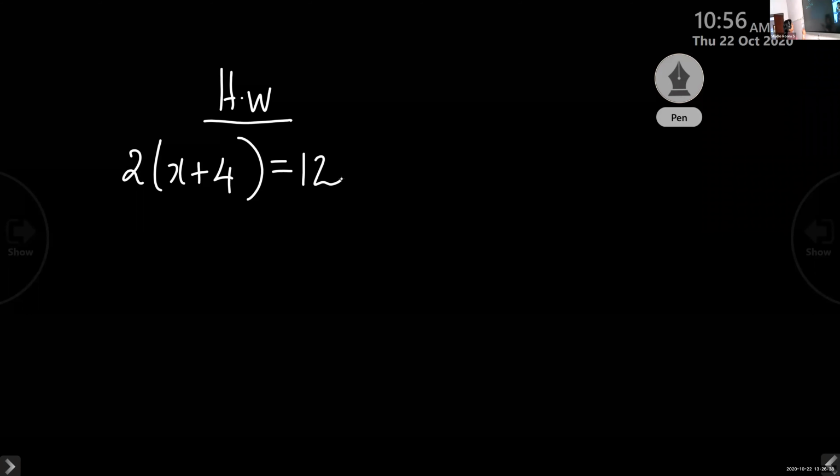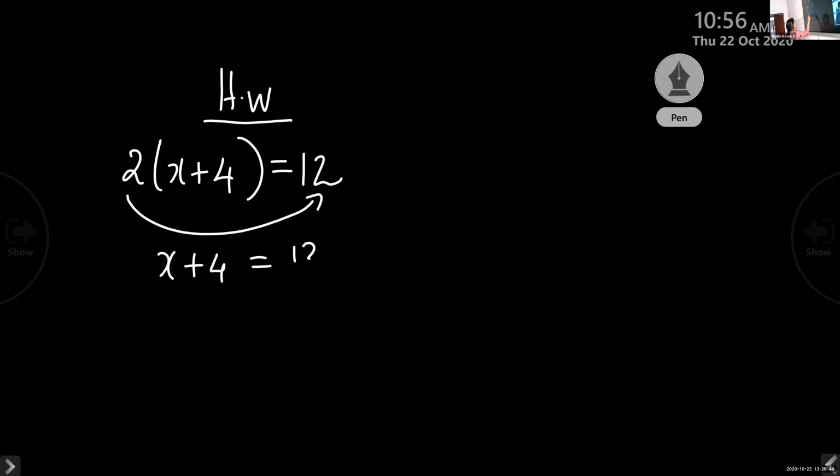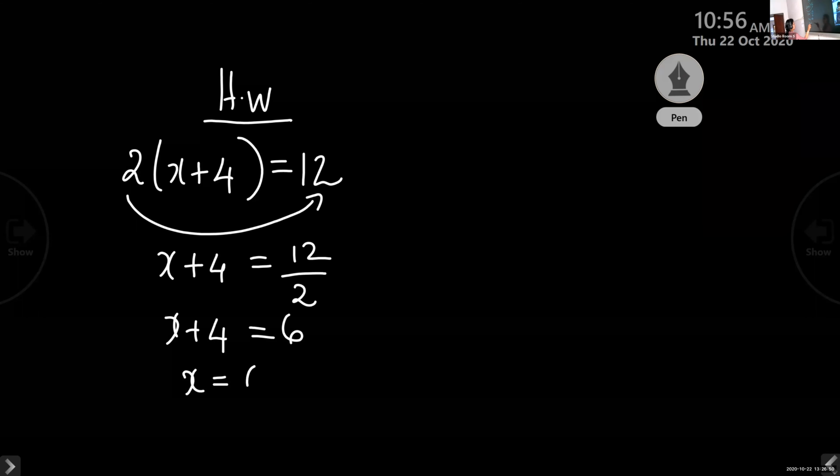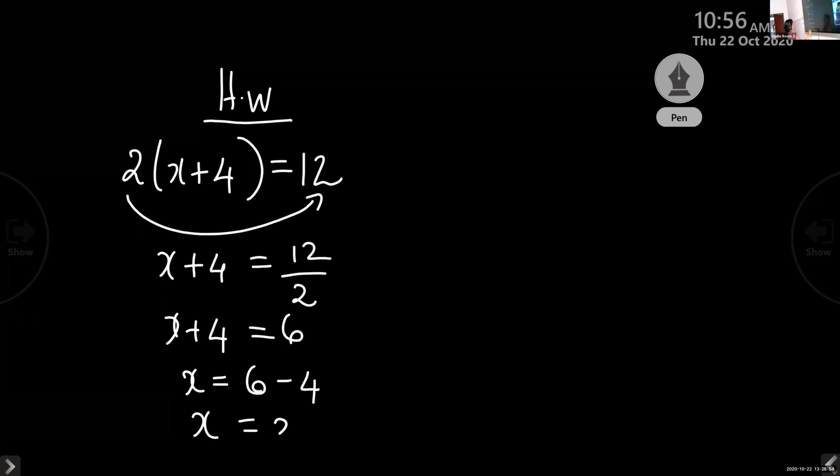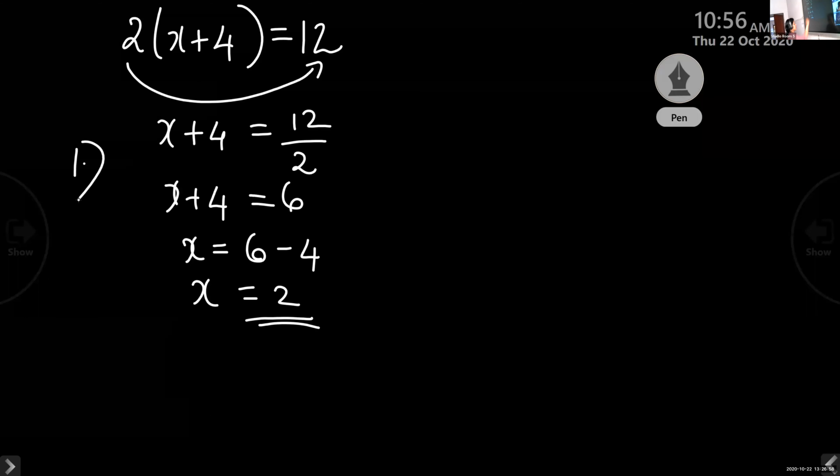2. Very good. See, this 2 will come to this side. It becomes x plus 4 is equal to 12 by 2. x plus 4 equals 6. x is equal to 6 minus 4. So, x is equal to how much? 2. First answer, 2. All of you got this answer, isn't it? Yes, ma'am.